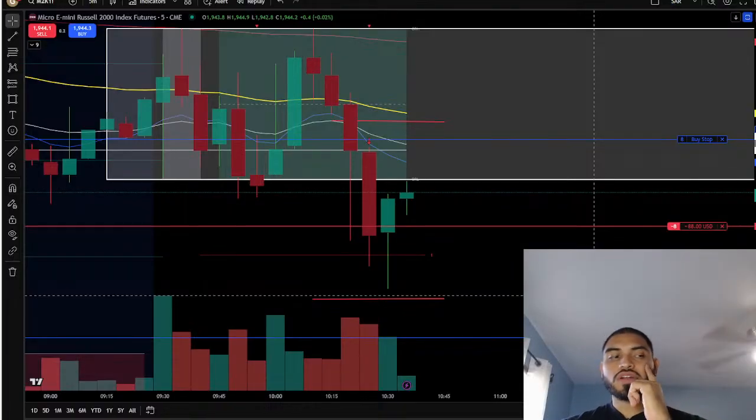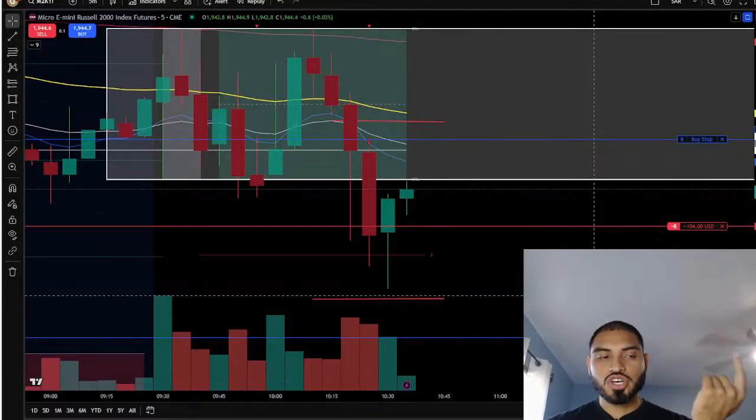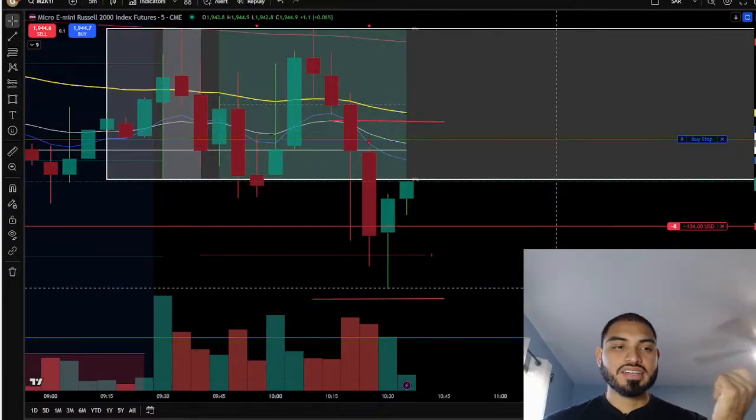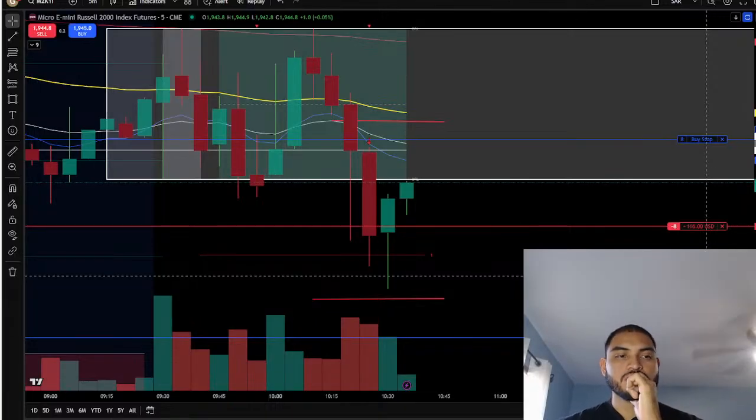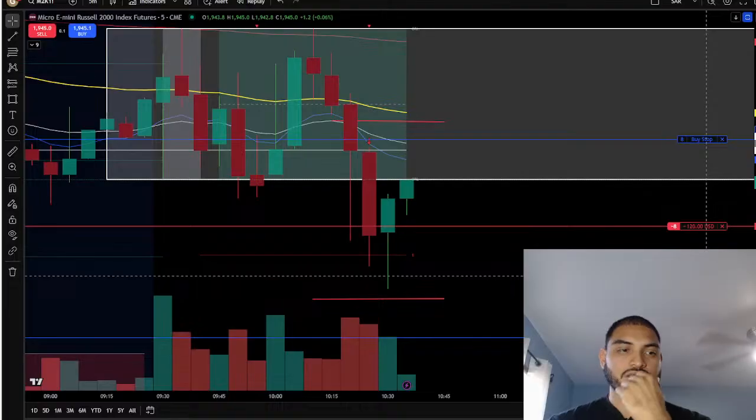See right here, I start to wonder. Damn, should I have just taken partials when I got over here and been out of the trade? I don't know. I'm just gonna wait, and it's encroaching back up into that ORB. This might push up and stop me out. I'm not even gonna lie to you.